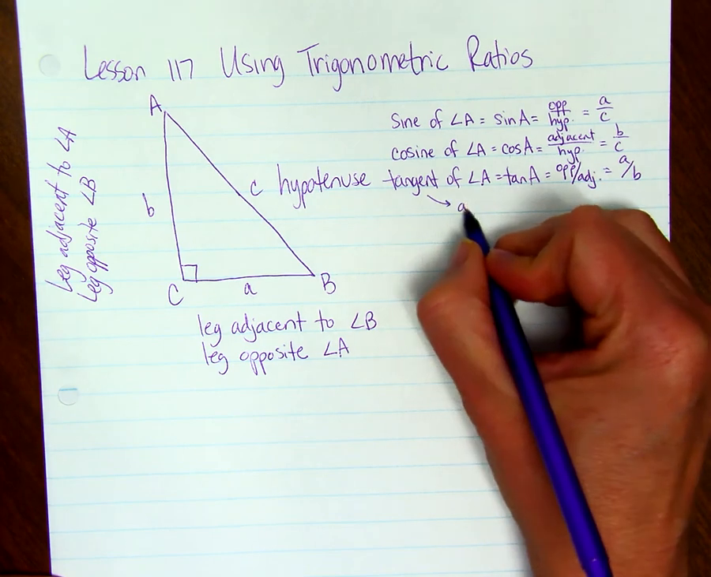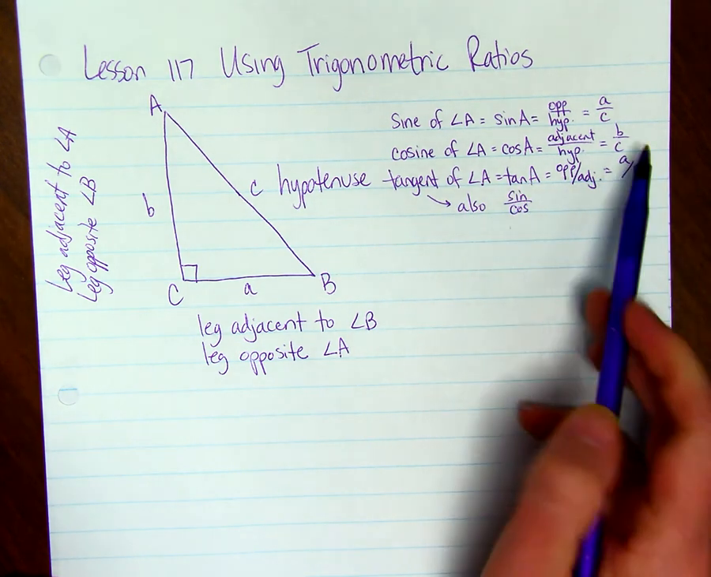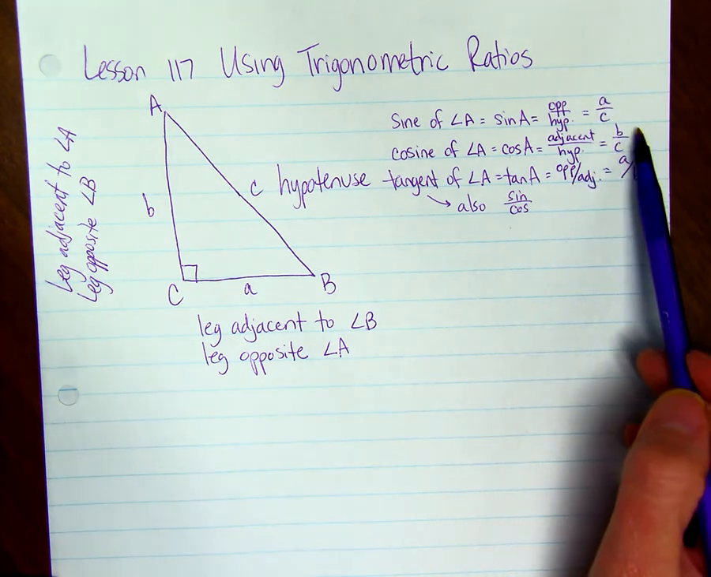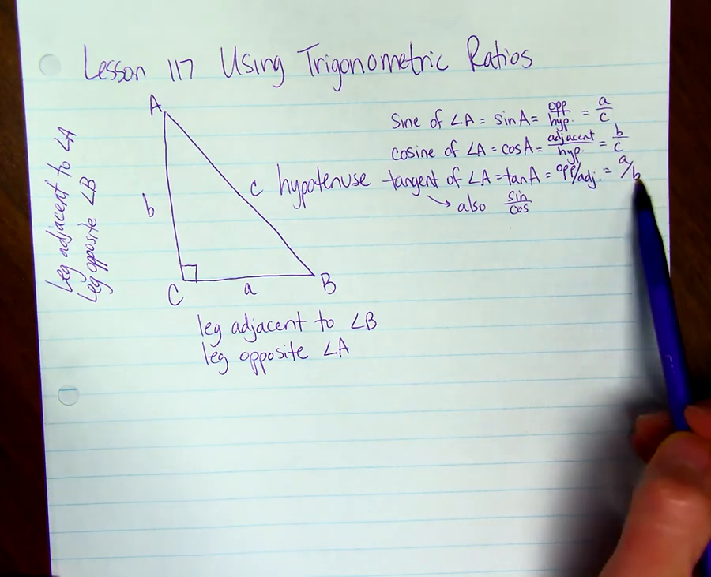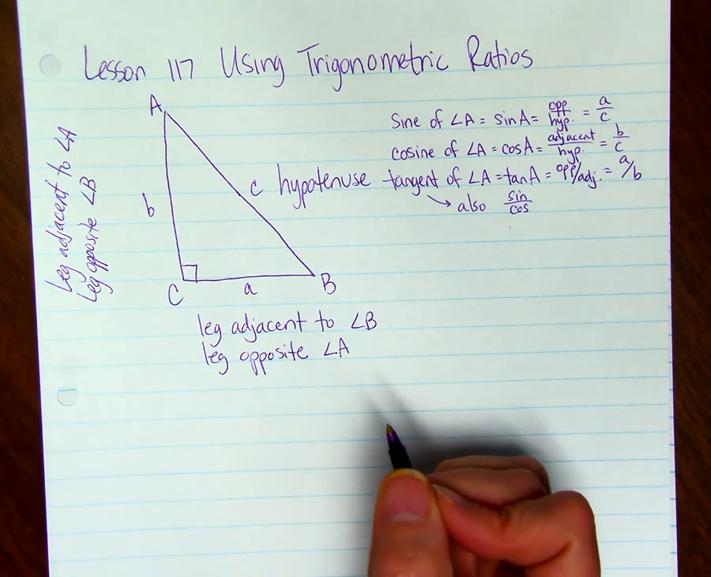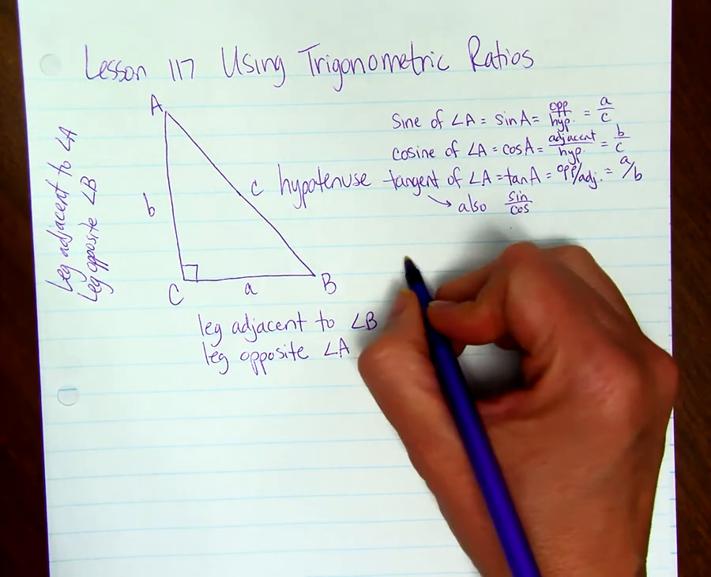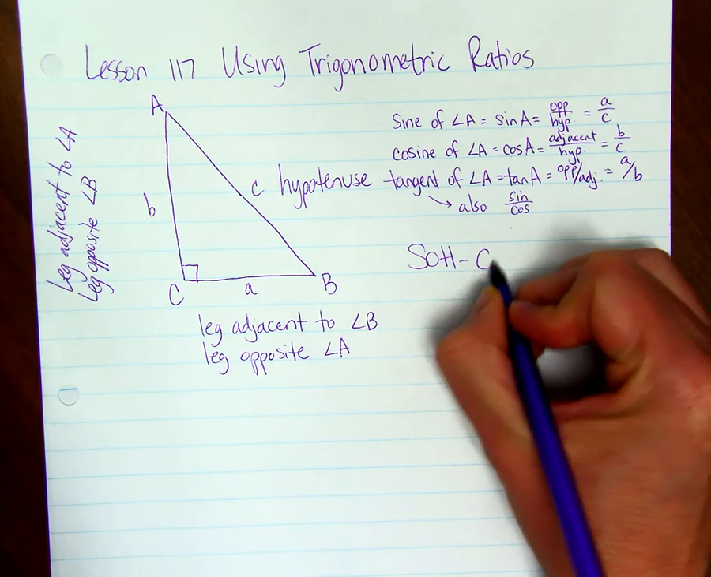Also, the tangent is just sine divided by cosine. When you take those fractions, a/c divided by b/c, keep, change, and flip, and you get a over b. So a couple of ways that we can remember this is SOH CAH TOA.